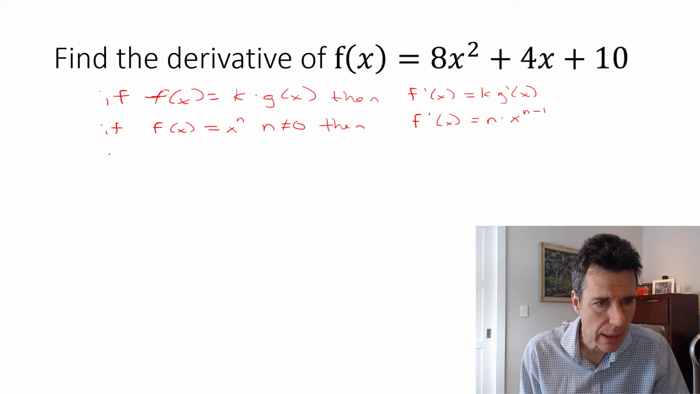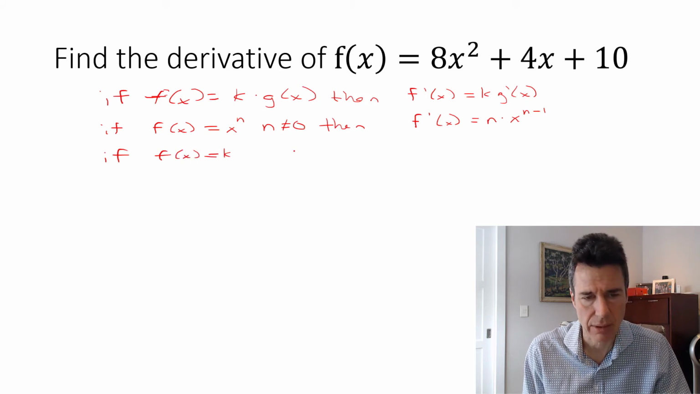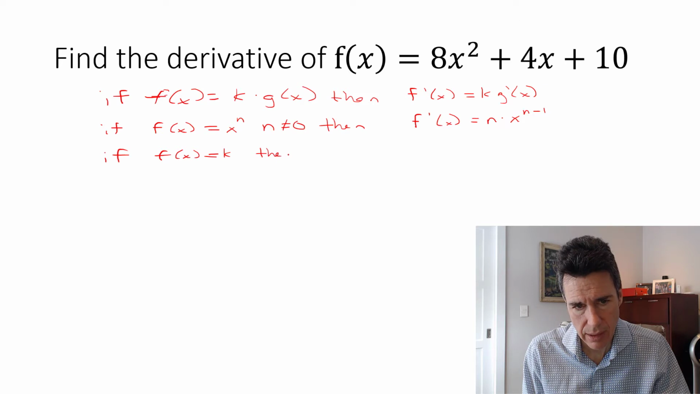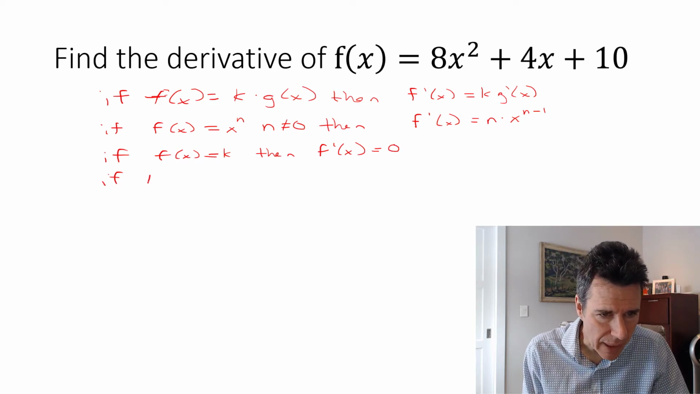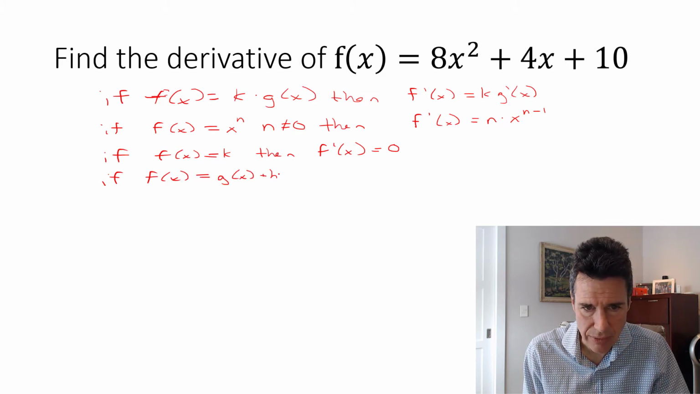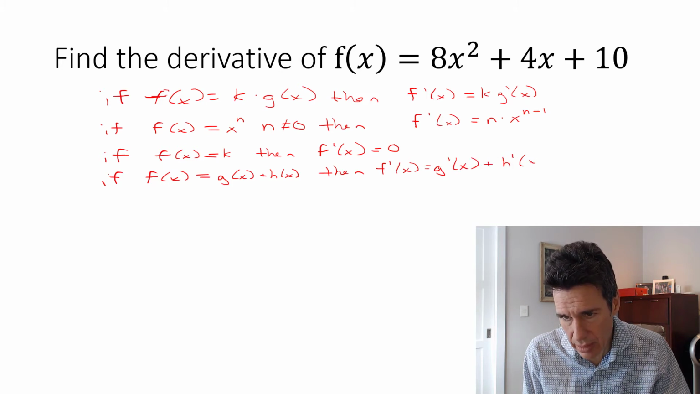And the final one is that if f of x is some constant, then the derivative, oops, sorry, I've got two more to do. The derivative of the constant is 0. And then finally, if f of x is the sum of two functions, so g of x plus h of x, then the derivative, f prime of x, is the derivative of g plus the derivative of h.